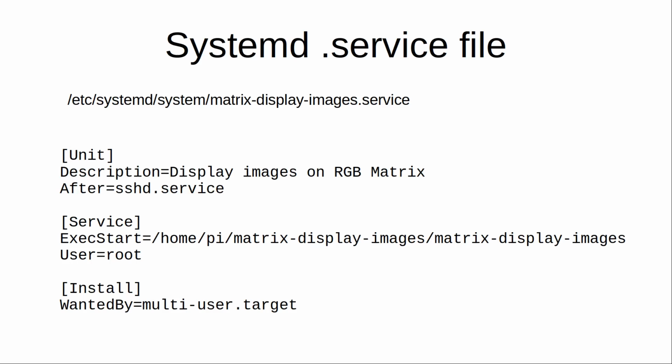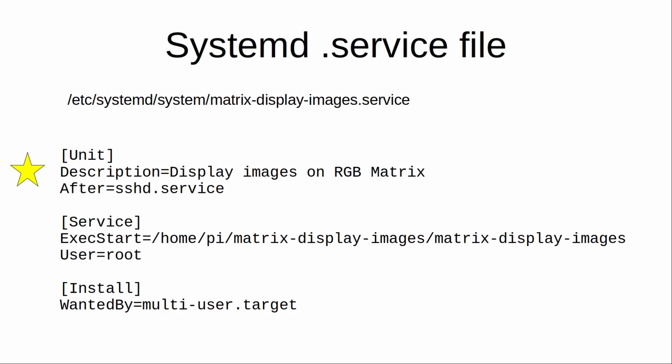This is a very basic service file using the minimal requirements. It's a plain text file with different sections titled using square brackets. The common configuration items are in the unit and install sections, and the service section has items specific to the service being started. The unit section starts with Description equals display images on an RGB matrix. This description is fairly obvious by its name. It's a user-readable string saying what the service does.